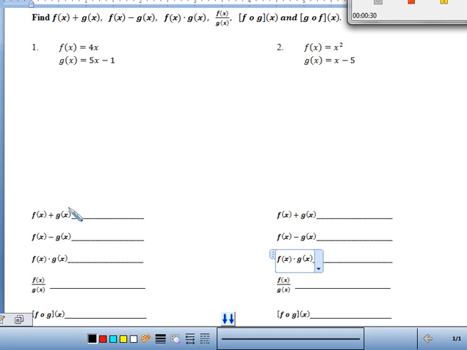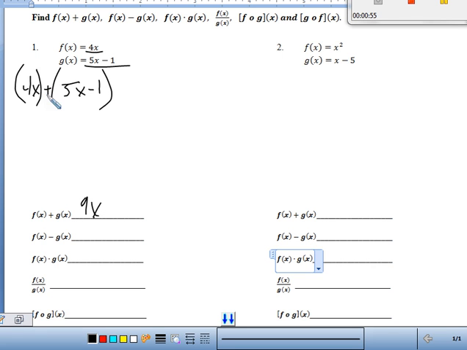In order to find the addition of the two, I'm going to go ahead and take f of x, and f of x is simply 4x, and to that I add, we can use parentheses here to help us. I'm going to combine that with g of x, and g of x is 5x minus 1. So when I add, I combine the like terms, so I have 4x's, 5x's, that is 9x's, and then I have a minus 1.